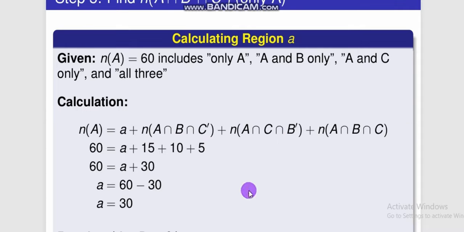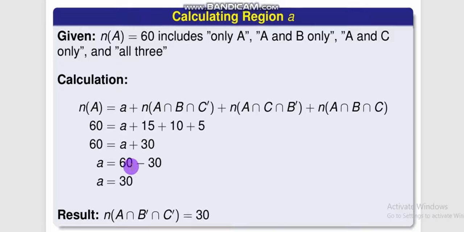You see, so A and B without C from there is 15. A and C without B, it was 10, and then A, B, C, all the three was 5. So if you add this one, you bring the 60 here, you bring is equal to A, plus then you add all these 15 plus 10, 25 plus 5, 30. Now your A is this 60 minus 30, and that is 30.